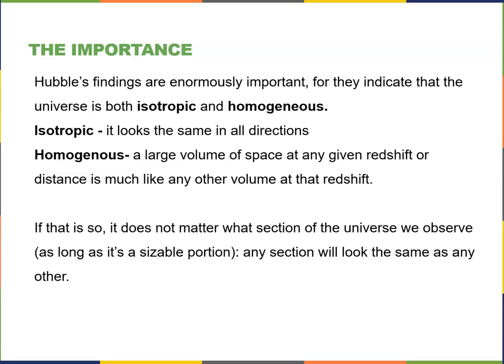His findings are incredibly important for how we study the universe today. They indicate that the universe is isotropic, or it looks the same in all directions, and it's homogeneous. That means a large volume of space at any given redshift, or distance, is similar to any other volume at that redshift. So it does not matter what section of the universe we observe, as long as it's big enough, any section will look the same as the other.